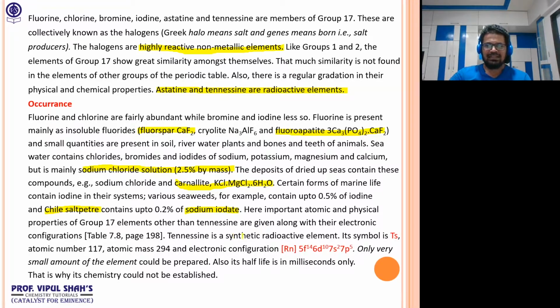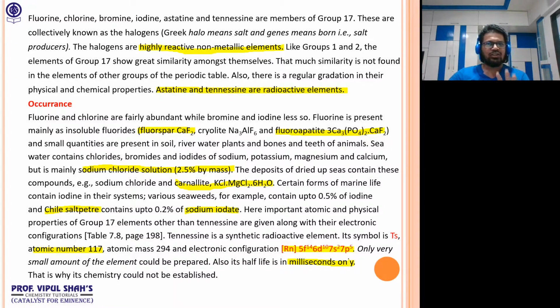Then tennessine is a synthetic radioactive element, atomic number 117. We all have to know for tennessine, everybody, only the atomic number. So for all the elements till now, the new elements coming in 115, 116 and this 117 now, what we have is nothing but the configuration, that is radon 5f14, 6d10, 7s2, 7p5. ns2 np5 is common. Rest is the f and the d part. Alright. And it says the half-life is only milliseconds.